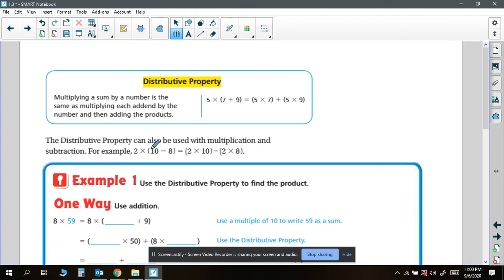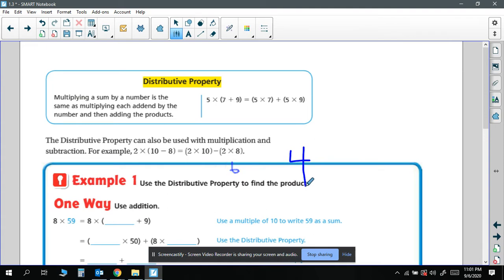So they said 2 times the difference of 10 minus 8. So now on this side, they split it. They took, remember, the 10 times the 2, and then that 2 times the 8. And then you subtract those two products. So 2 times the 10, you can figure that out, would be 20, minus 2 times 8 is 16, right? So now what's 20 minus 16? 4. Your answer would be 4.